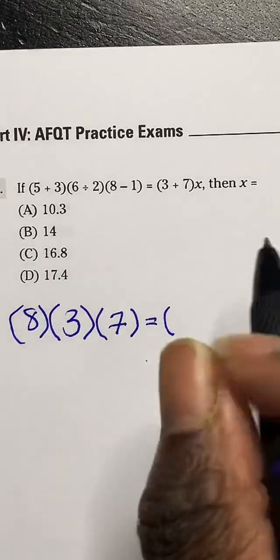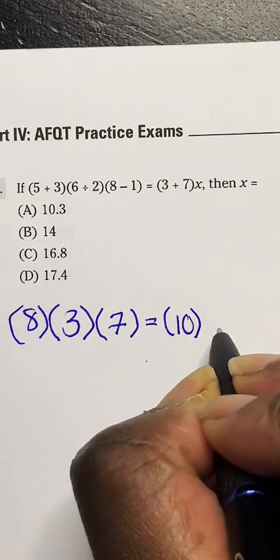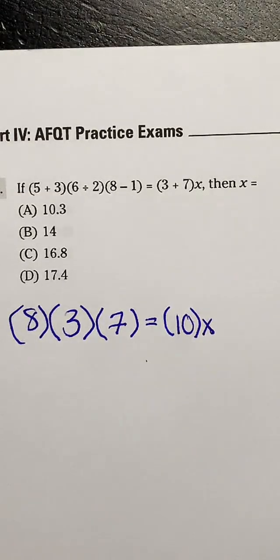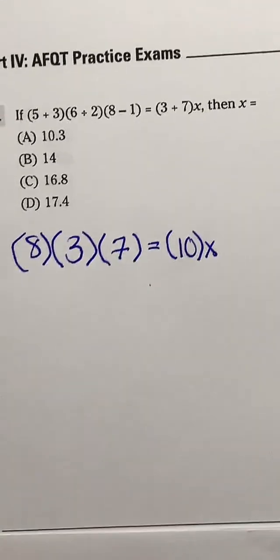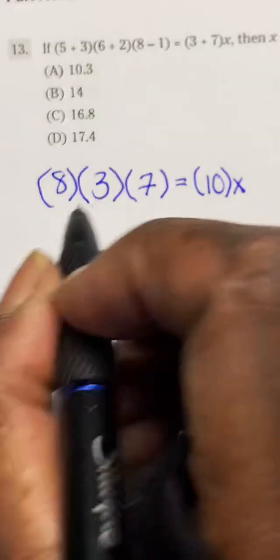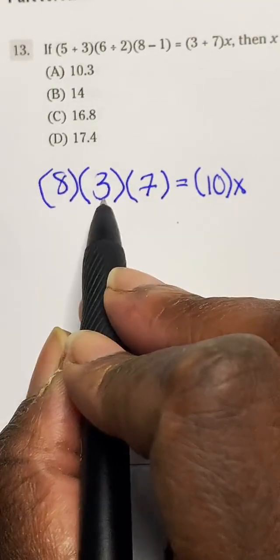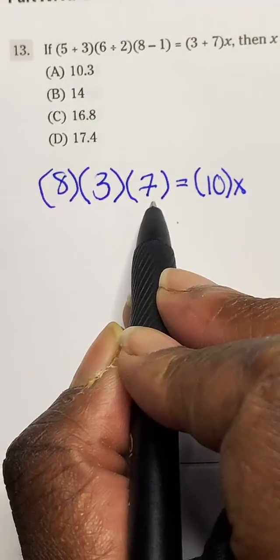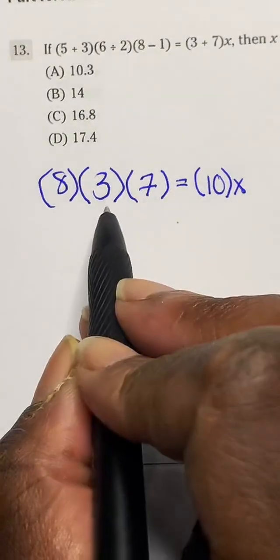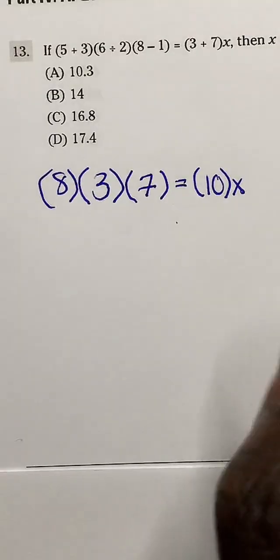Yeah, I like to do it from left to right. So 3 plus 7, good, gives us our 10. And 10 is being multiplied by x. So now we need to multiply. It's kind of hard to multiply 3 things at once. So if you want, since it's multiplication, you can do 8 times 3, which gives me 24, and then multiply by 7. Or you can multiply 3 and 7, which gives you 21, multiplied by 8. Either way, you're going to get the same answer.